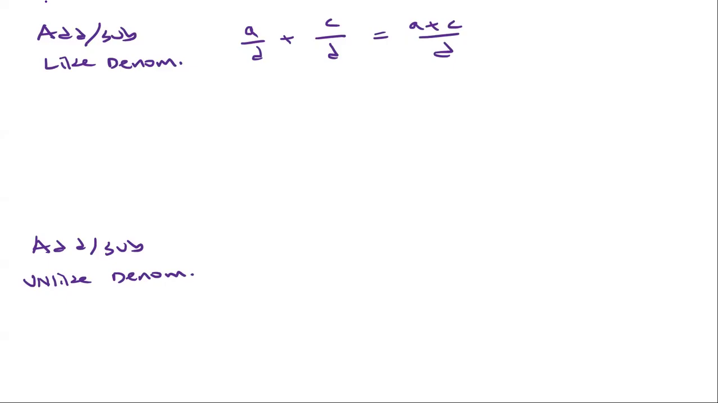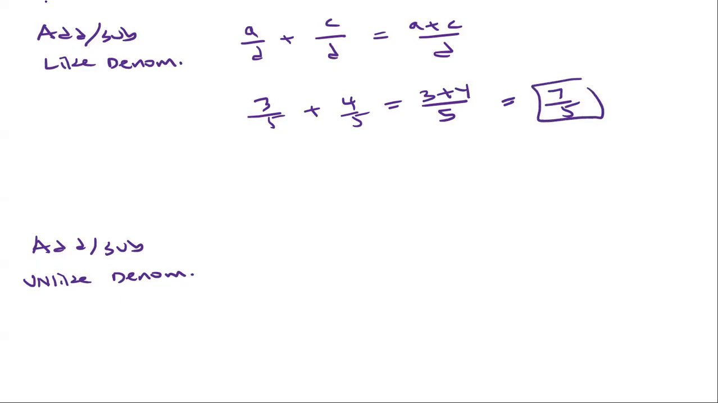So for example, if I had 3/5 plus 4/5, okay, I can add them because the denominator is the same. Okay, the denominator stays the same. I don't do anything to it. I don't do 5 plus 5. I keep it the way it is. Okay, and then I just add the numerators, 3 plus 4, which gives us 7/5. All right.